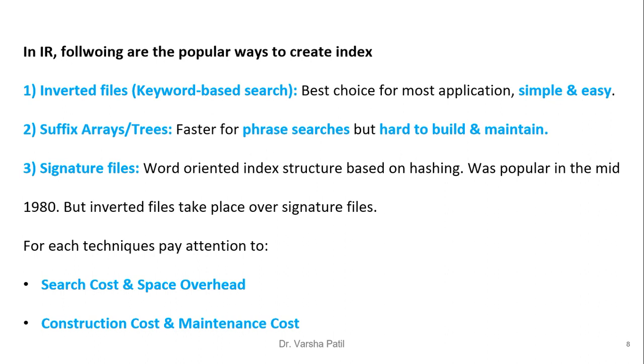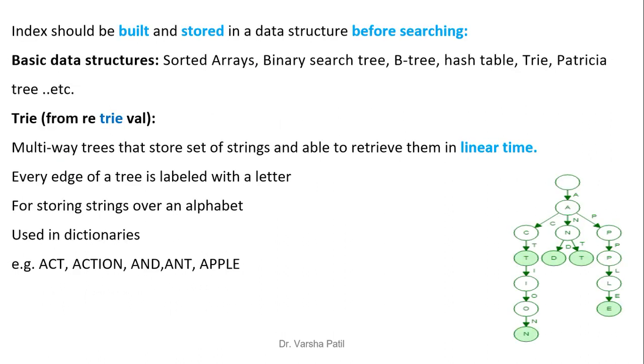For each technique, we need to pay attention to search cost and space overhead, because when we go for indexing we require space, and at the same time we should have a trade-off between retrieval and maintenance of the index, that is, construction cost and maintenance cost. The index should be built and stored in a data structure before searching. So this is the work done when the IR system is built.